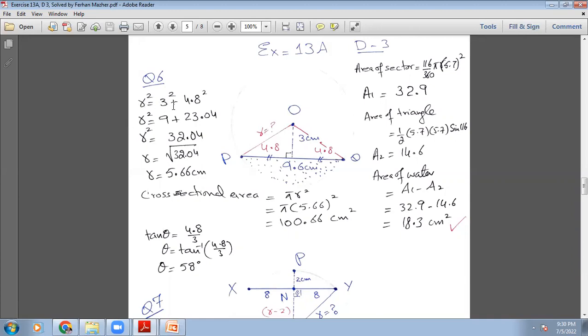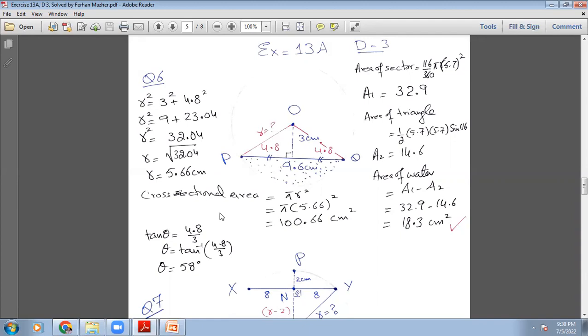So here you can see r square is equal to 3 square plus 4.8 square. So r square will be equal to 9 plus 23.04. r square will be equal to 32.04. Take square root on both sides. So r will be equal to the square root of 32.04. So r will be 5.66 centimeters. So the radius of this big pipe is 5.66 centimeters.